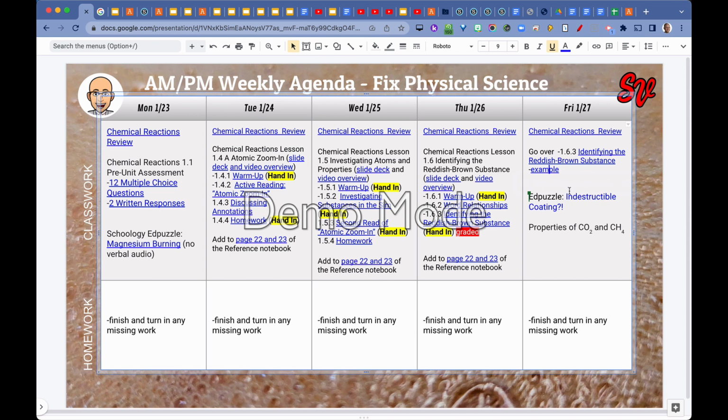And then we did another Edpuzzle called Indestructible Coating, and then we did some demos on the properties of CO2 and CH4. That's all we did for this week.